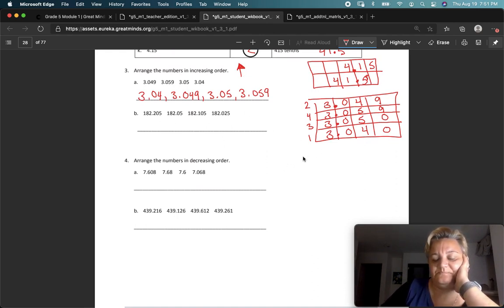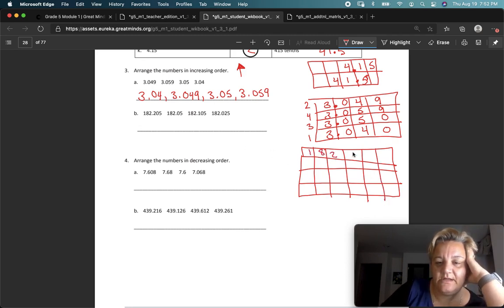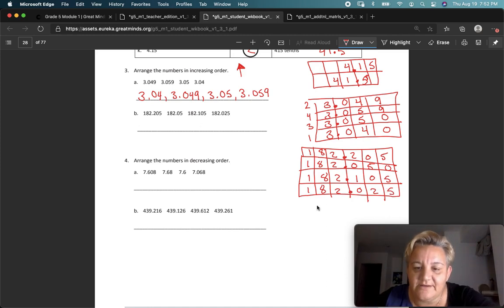So let's make another one for this one. Okay, let's see, 1, 2, 3, we're going to need 6 spaces there. Great, okay, the first one is 182 and 205 thousandths. The next one is 182 and 5 hundredths, but I'm going to add a 0 in that square. The next one is 182 and 105 thousandths. And finally 182 and 25 thousandths.